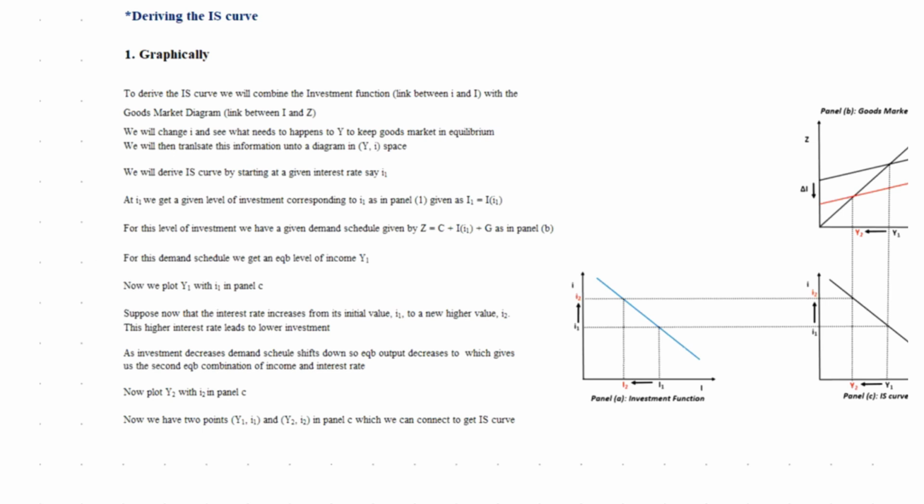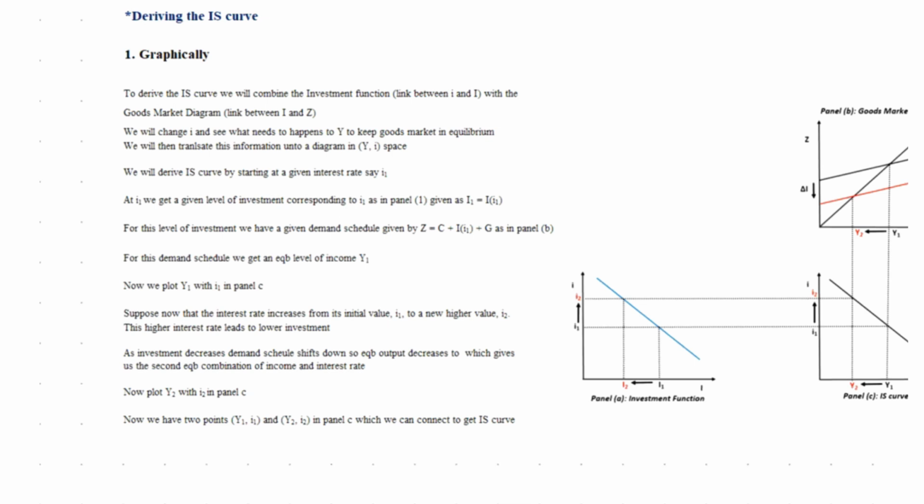So we saw the IS curve is downward sloping because as interest rate increases, investment goes down. And as a result of this, demand decreases. So graphically, the demand schedule shifts down in the goods market model. And as a result of this, Y decreases through the multiplier effect to restore equilibrium in the goods market.